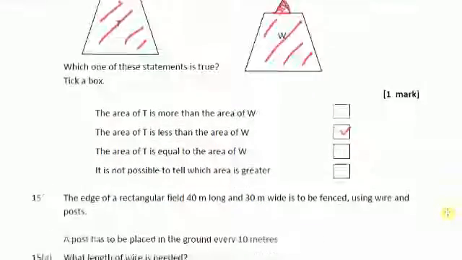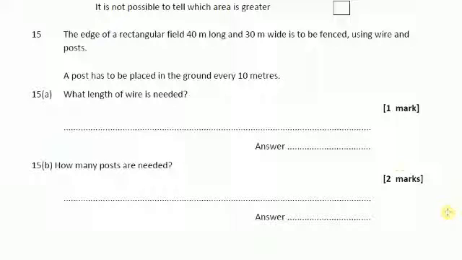Number 15. The edge of a rectangular field 40 meters long and 30 meters wide is to be fenced using wire and posts. Posts have to be placed in the ground every 10 meters. What length of wire is needed? So I think maybe I'll start by drawing a rectangle for the field.